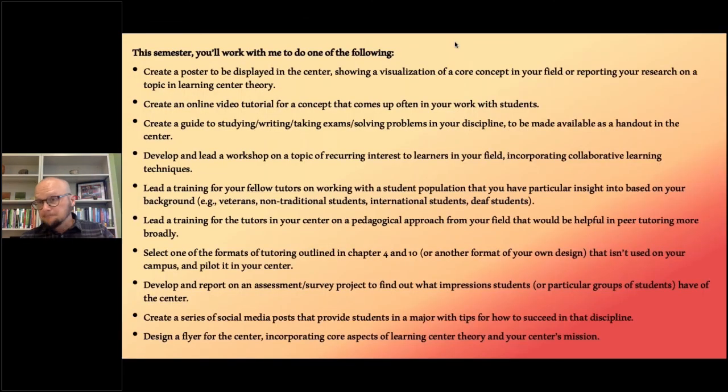How about this instead? How about any of these ways of engaging for you in that situation where you're an experienced tutor? Create a poster to display in the center. Develop and lead a workshop yourself for other learners in your field. Lead a training for other tutors in your area. Develop an assessment project for the center. Create a series of social media posts for the center. So trying to invite in and honor all of the experience and growth that tutors have had over time so that it can enrich the center overall.